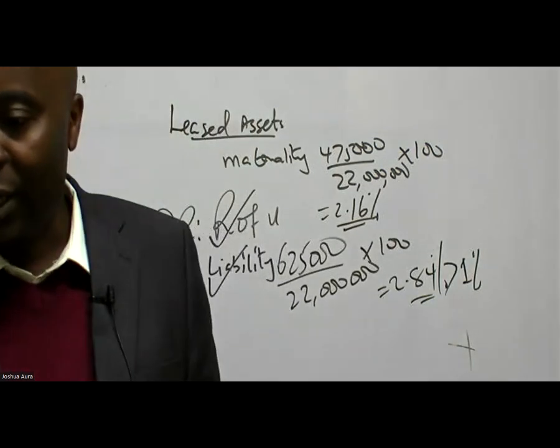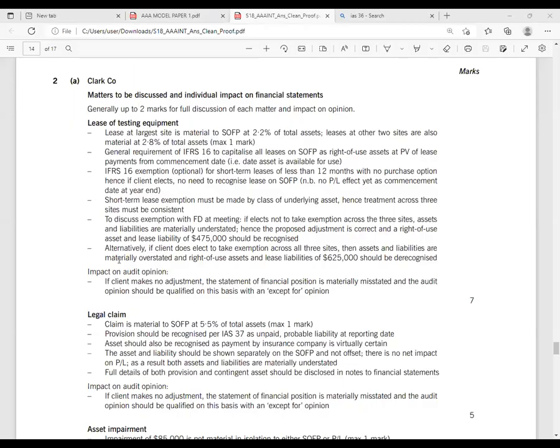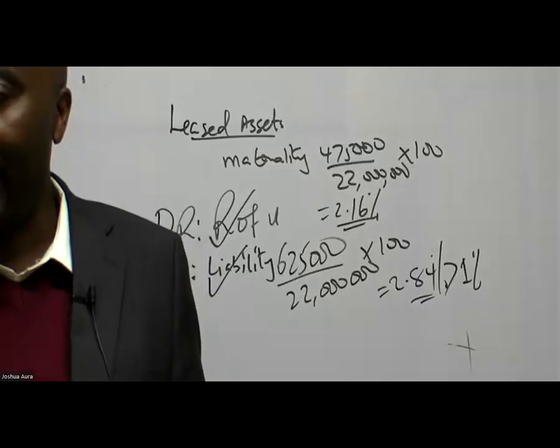Great. Now, ladies and gentlemen, please listen here. What have they told us here? Impact on audit opinion. If client makes no adjustment, then the statement of financial position is materially misstated and the audit opinion should be qualified on the basis with an except for opinion. This is very important. Ladies and gentlemen, please let's look at the second case scenario.